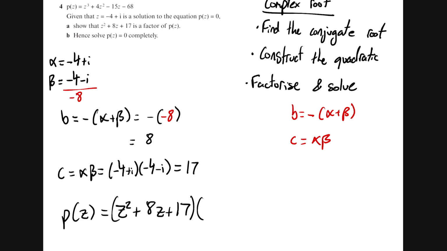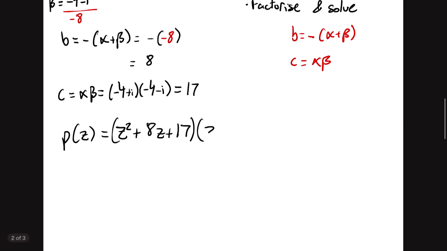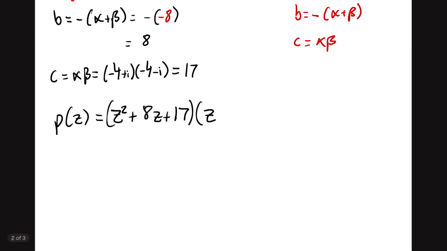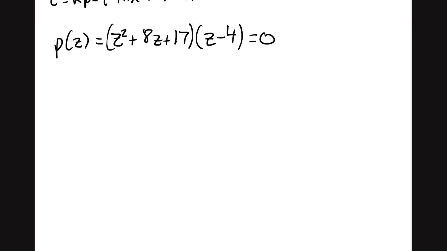Here we have a z cubed, which means we're going to have a z in here. And this is quite easy since it's linear. We only have one term left, which is the constant. So minus 68, we have a 17 here. That means we have to put minus 4. Now to get our last remaining root, we just solve this bit. So z is 4. Then we had the bit from before, which is minus 4 plus minus i.